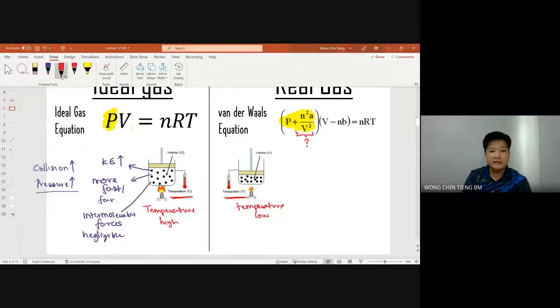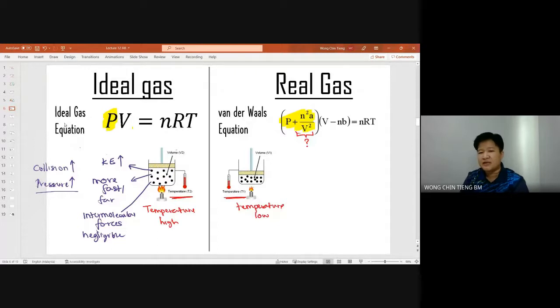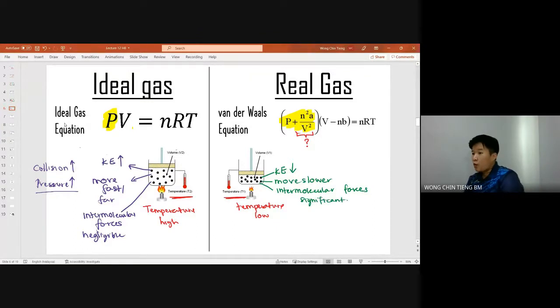Kita bergerak kepada your real. What happened in your real? Temperature rendah, tenaga yang kita bagi pun tak tinggi. So, kinetic energy pun rendah. Bila kinetic energy rendah, automatically kita bergerak pun slow. Bergerak very slow. Bila bergerak very slow, daya tarikan, intermolecular forces become very significant. Alright? Become significant. Bila daya tarikan become significant, what happened? Alright? Collision jadi rendah. Betul.